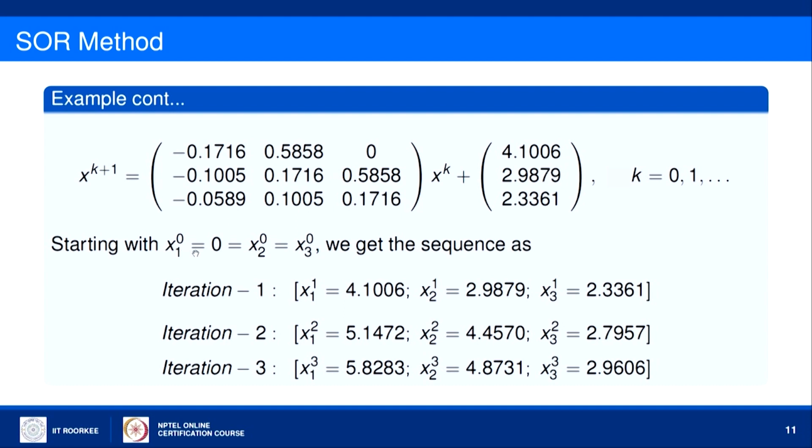Now, take x1, x2, x3 as 0 in the initial solution. So, in the first iteration we obtained x1 as 4.1006, x2 as 2.9879 and x3 as 2.3361. These are the values of x1, x2 and x3 in the second iteration, and in the third iteration we obtained x1 as 5.8283, x2 as 4.8731 and x3 as 2.9606. So, these are the 3 iterations of the SOR method. So, this is how we can implement the successive over relaxation scheme.